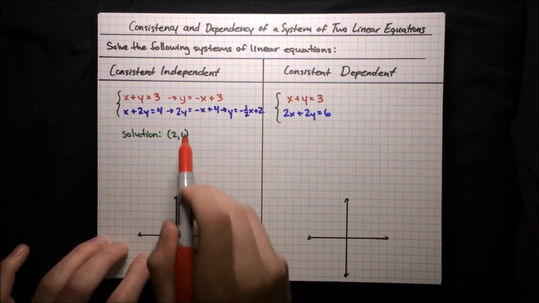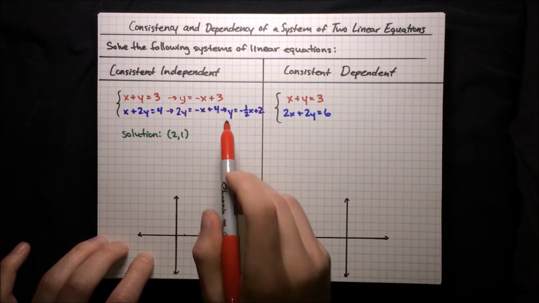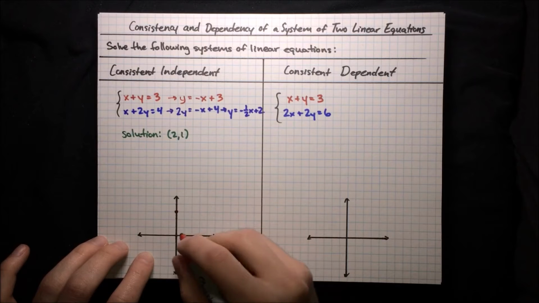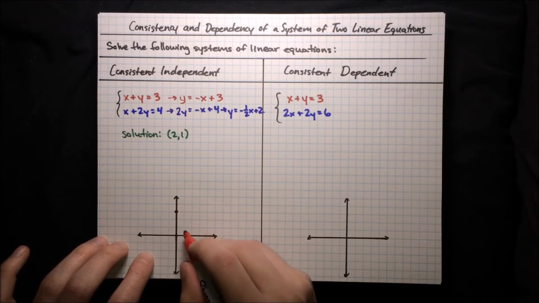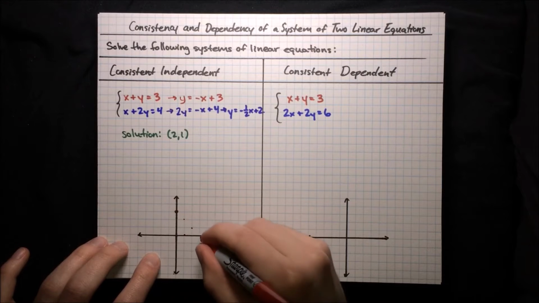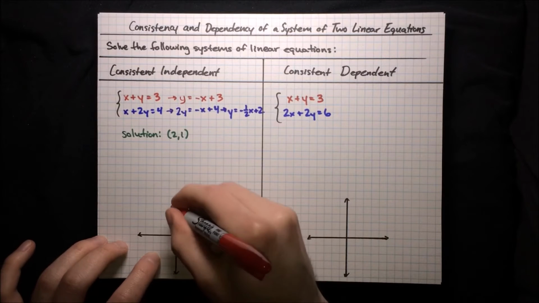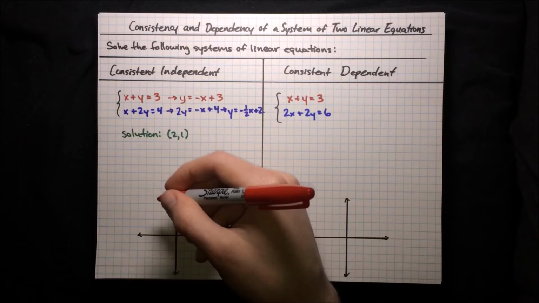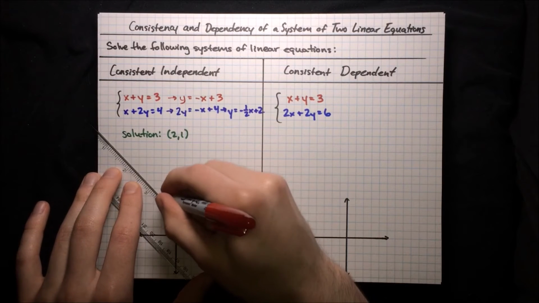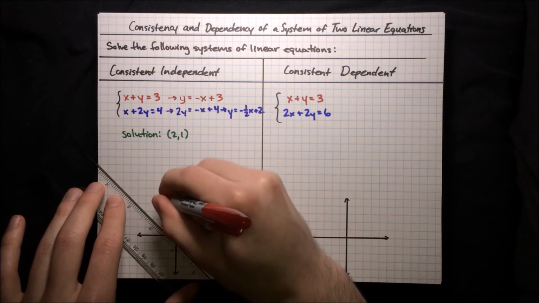Okay, so let's plot that first equation there, y equals negative x plus 3. So it's a y-intercept of 3, and then going slope of negative 1. So over 1, down 1, and just connecting all those points there. So let's get our straight edge and connect those points, and that'll be the first equation there.